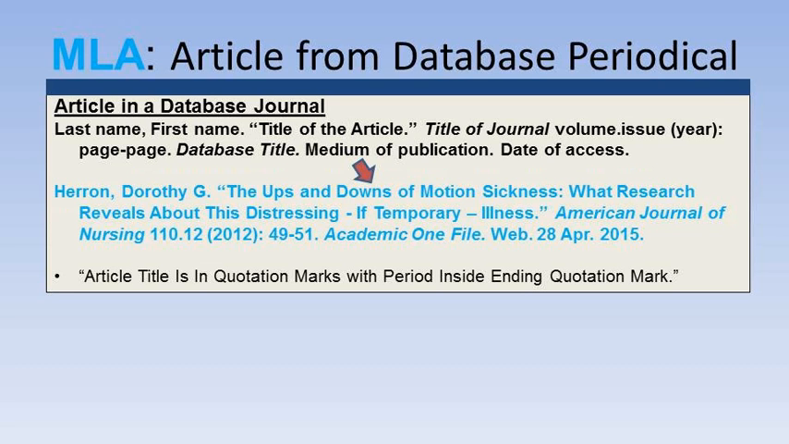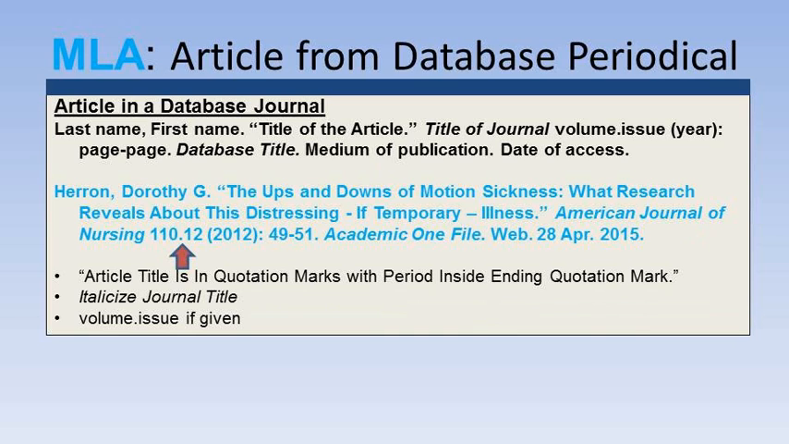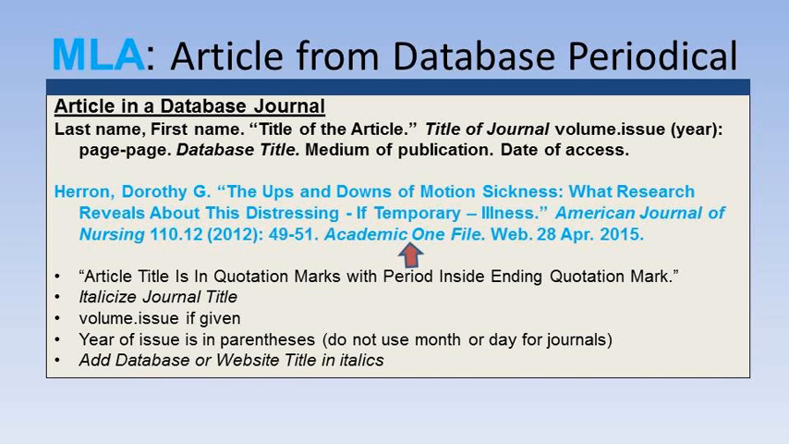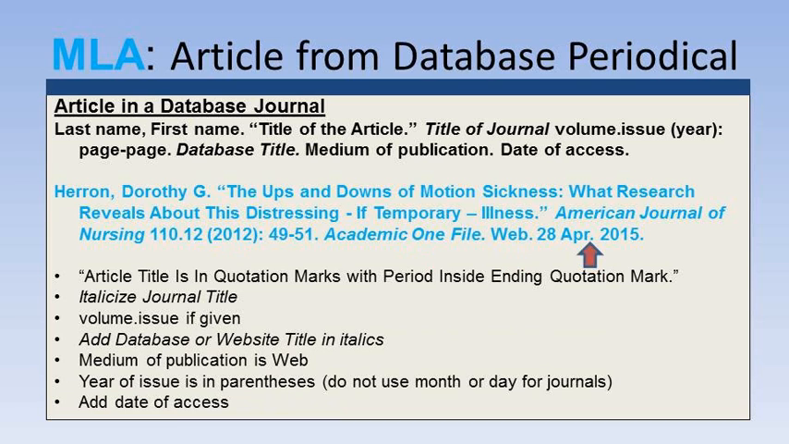You capitalize the first letter of major words in the article title, subtitle, and the journal title, and you also italicize the journal title. Give the volume and issue numbers as volume.issue, or leave this part out if they aren't given. The year of issue is in parentheses, and you do not use a month or day for journals, only the year. Add the database or website title in italics. The medium of publication is web, and then you add the date of access in this format, abbreviating the month except for May, June, and July. This would be the date you did the research.